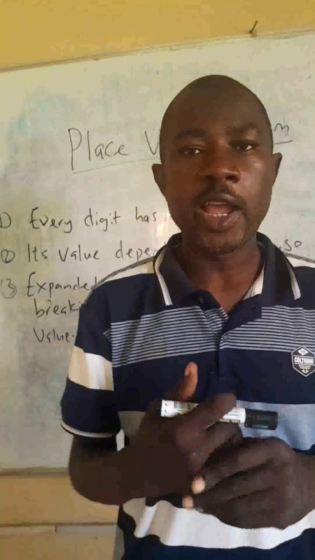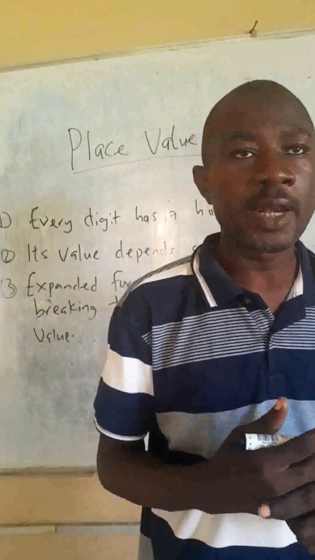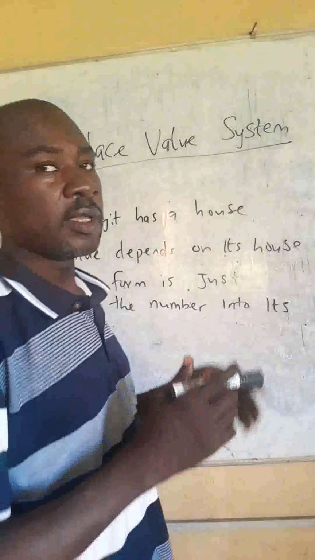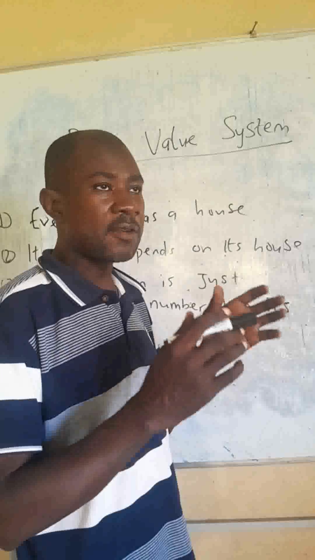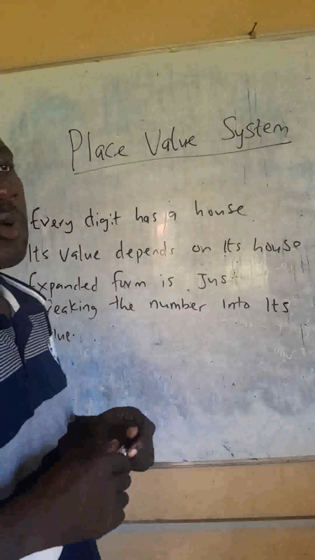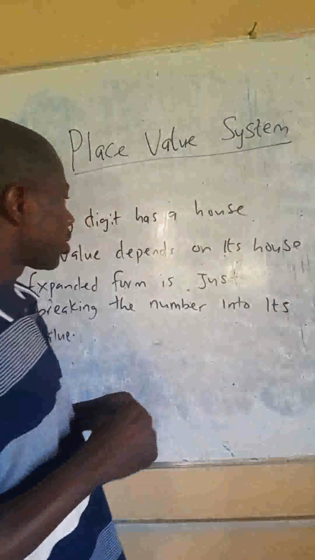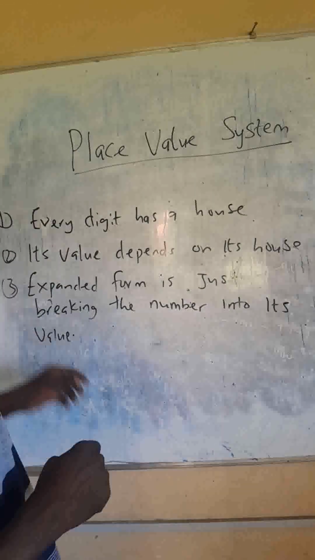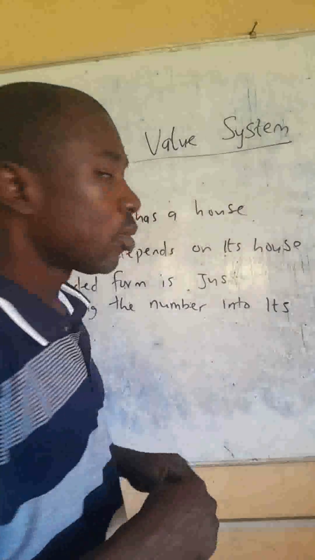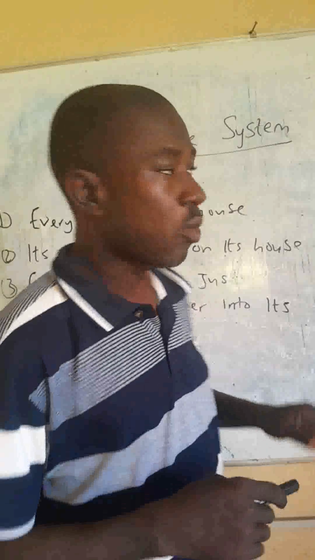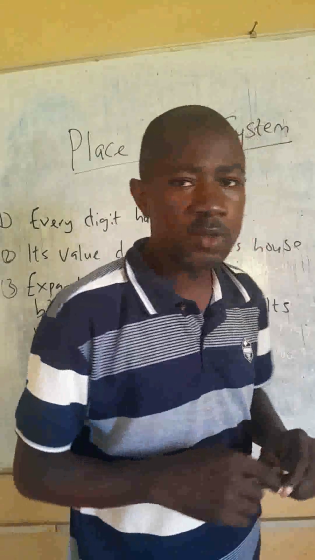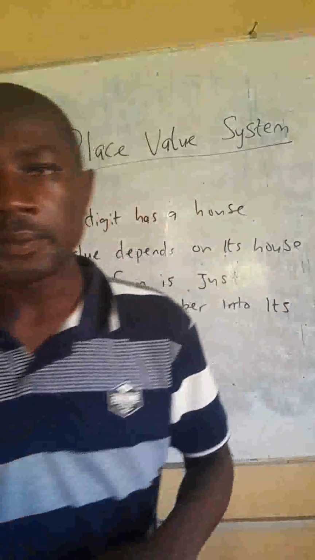Let's quickly do a recap of what we have learned from the beginning of the class. 1. Every digit has a house. That means all the numbers have their own house. 2. A value depends on its own house. That's no matter what we discuss. The last one is that expanded form is just breaking down the number into its values.